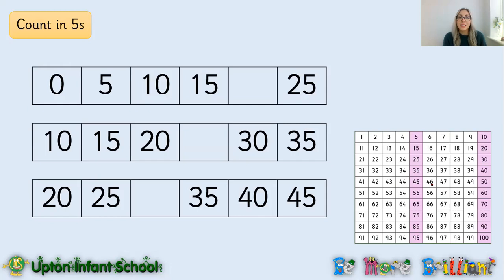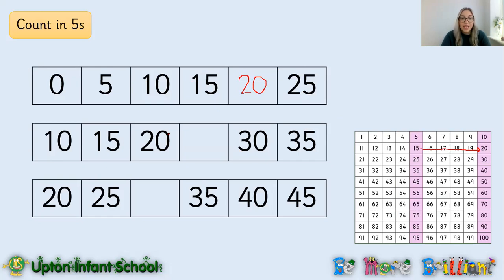So counting in 5s today, we have got some missing number sequences. We have got the start: 0, 5, 10, 15. I'm on 15. What is my next number? This is when I go across like this, and my number is 20. Okay, 20, 25.